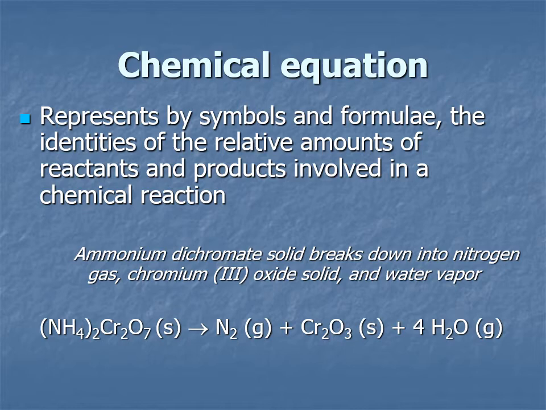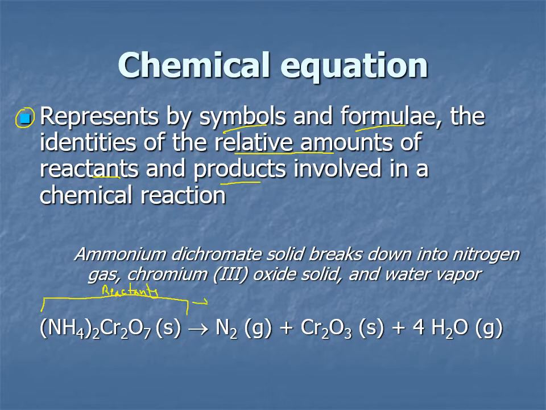So here we have chemical equations. What are they? Well, they represent by symbols and formulas the identities and the relative amounts of reactants and products involved in a chemical reaction. Reactants are anything, like consider down here, anything you start with. And anything you start with, we simply call reactants. You may have 1 reactant, you may have 100,000 reactants. It doesn't matter, whatever you have, if that's what you started with, these things are called reactants.